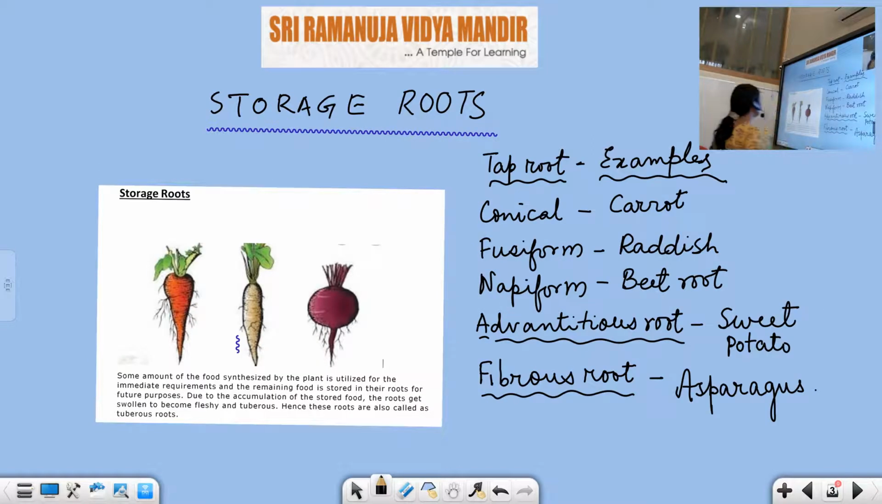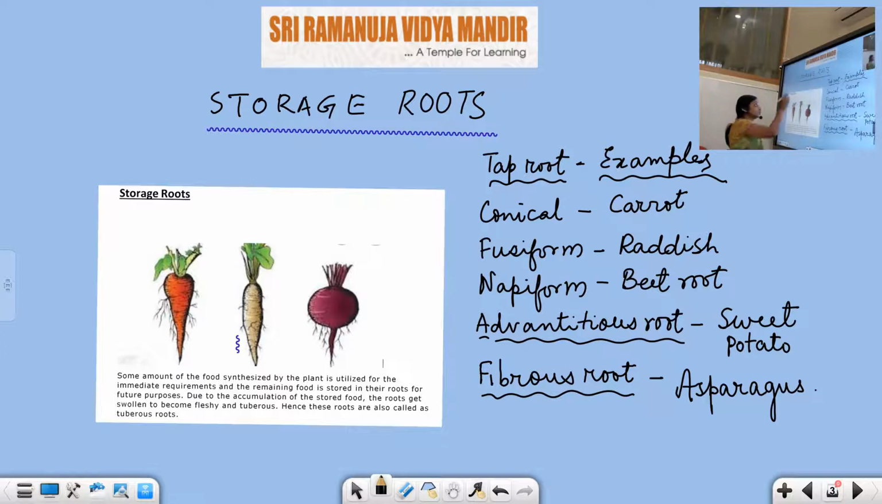The first one is storage root. Now let's see what a storage root is. Here I have drawn the diagram of carrot, radish and beetroot. There is one more example, turnip. These are taproots. Yesterday we saw the definition of taproot: if the radicle directly elongates and forms the primary root, from which secondary roots arise, and from the secondary roots tertiary roots arise, that is called the taproot system. I have also given the example that all dicots have a taproot system.